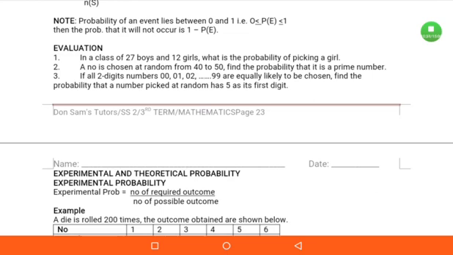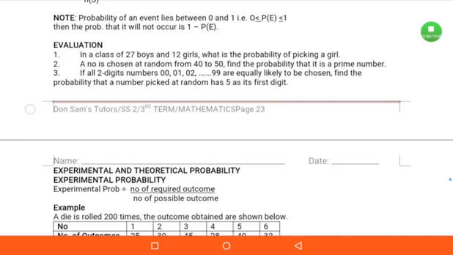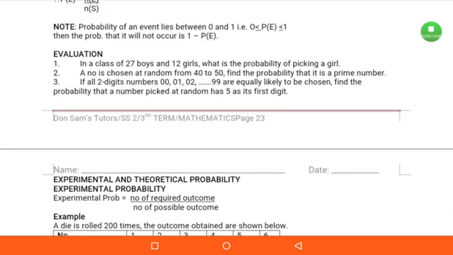Now, the probability that it will not occur is 1 minus the probability of it occurring. If the probability of it occurring is known, then the probability that it will not occur is 1 minus that it will occur. Do you understand? Alright, so for this class we'll stop here.